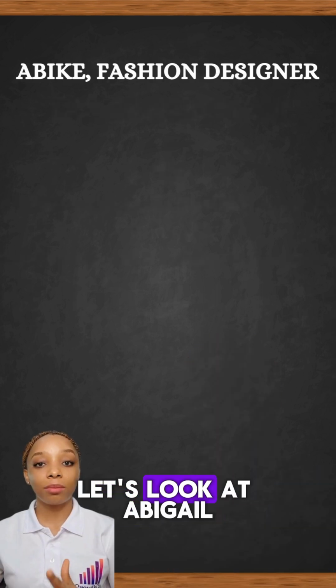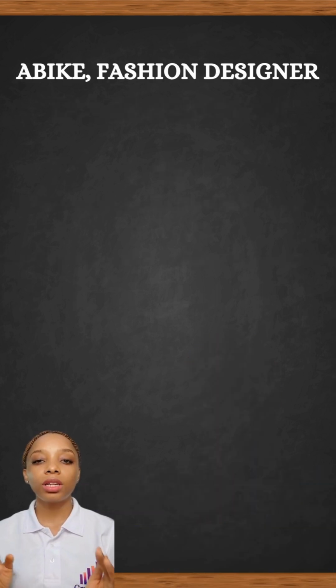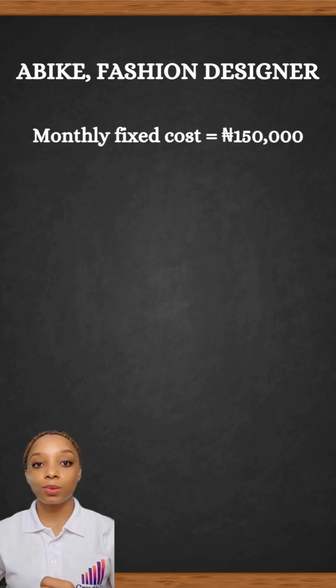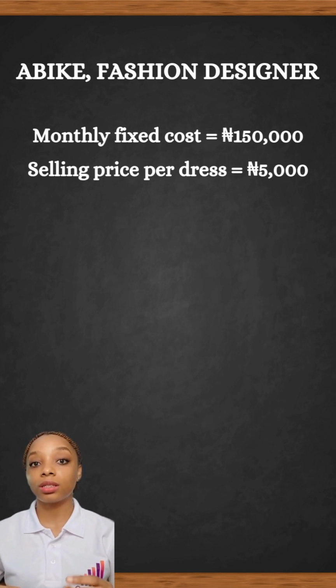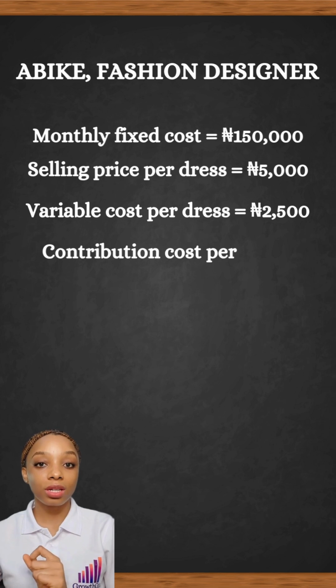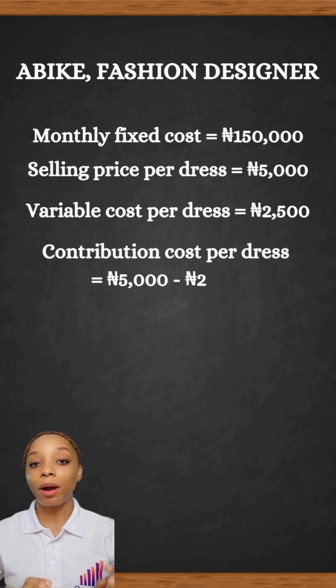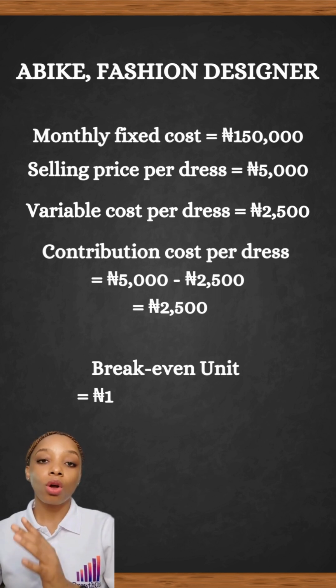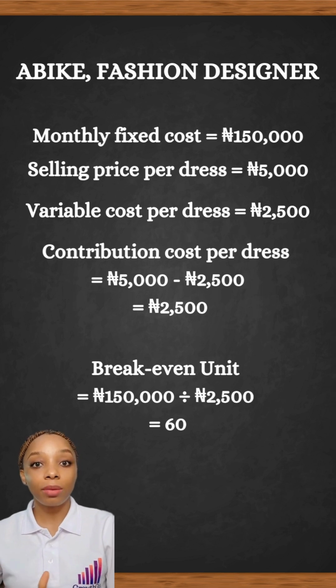As an example, let's look at Abike, a fashion designer. Her monthly fixed cost is 150,000 naira, which covers rent, a small salary for assistants, and electricity. Her selling price per dress is 5,000 naira and her variable cost per dress is 2,500 naira. So her contribution per dress equals 5,000 naira minus 2,500 naira, which is 2,500 naira. Her break-even unit is equal to 150,000 naira divided by 2,500 naira, which is 60.